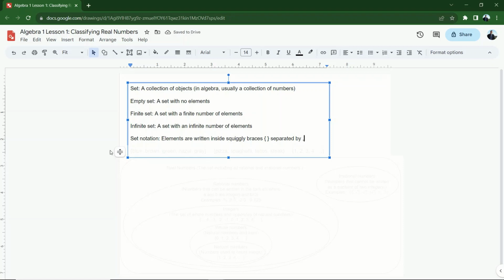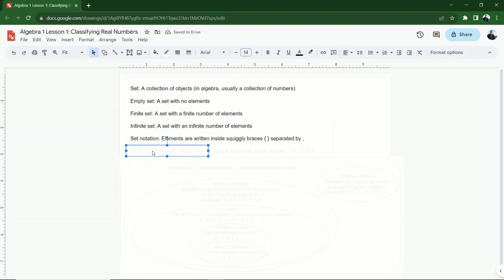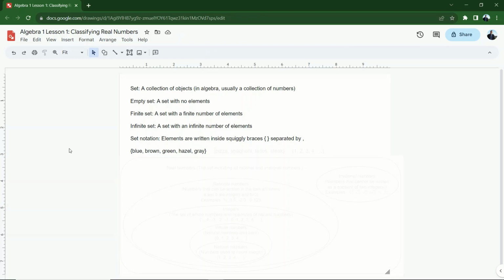Let's take a look at some examples of sets in set notation. This might be the set of eye colors of students in a class. Blue, comma, brown, comma, green, comma, hazel, comma, gray. There are 5 different colors in my set. Notice that I included squiggly braces on the outside and then a comma between each element. This is the mathematical notation for a set. Okay, 5 different things in a set. This is, by the way, a finite set of eye colors.